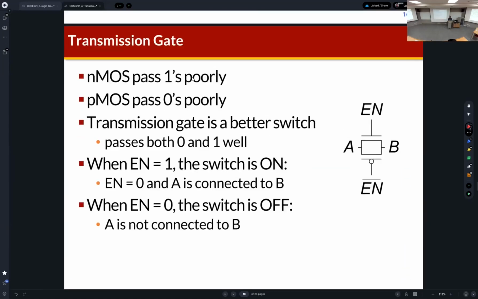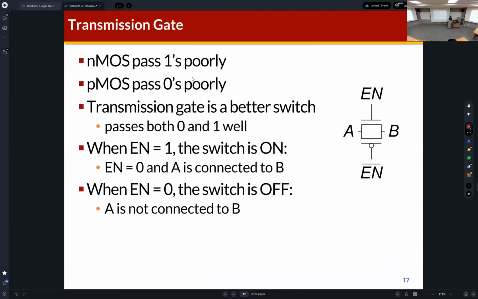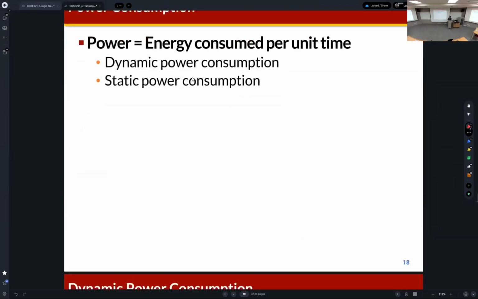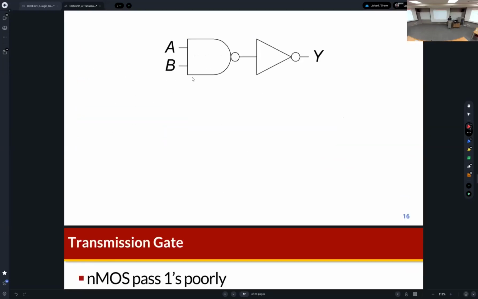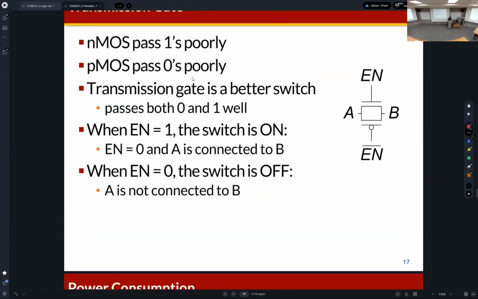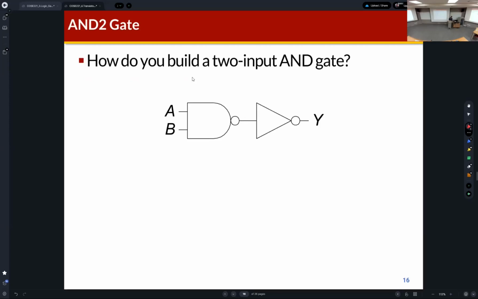Okay, I will stop here. In the next class, I will explain about the power consumption. Okay, and sorry about the inconvenience. Any questions?